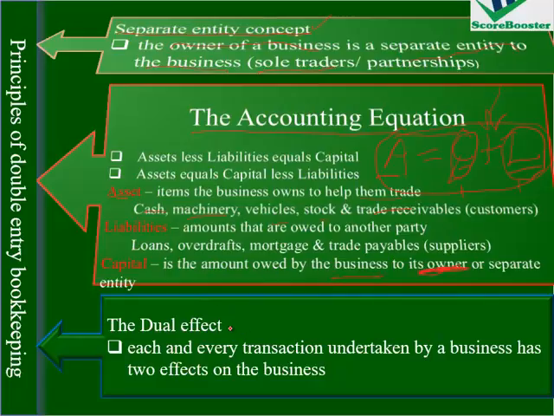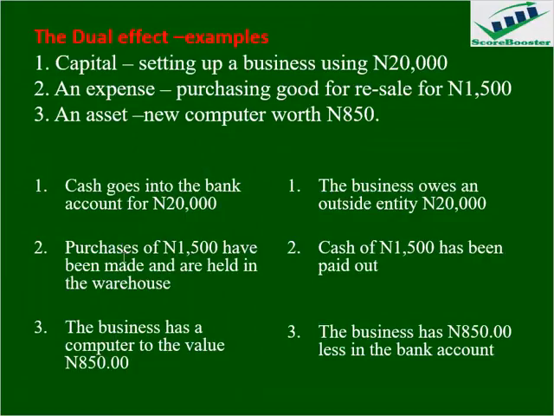And the next effect of the principle of double entry is dual effect. Each and every transaction undertaken by a business has two effects on the business. Please take note, this is what we call dual effect, what we call the double entry principle. Now let's move further. I would like us to please exercise patience and listen carefully to what we are going to discuss, because we want to start building gradually. We have the dual effect.